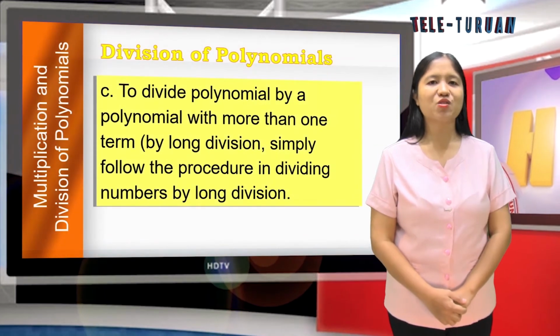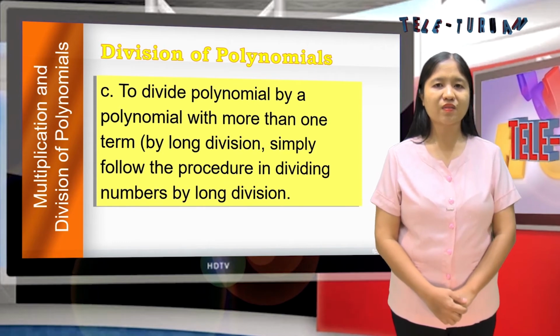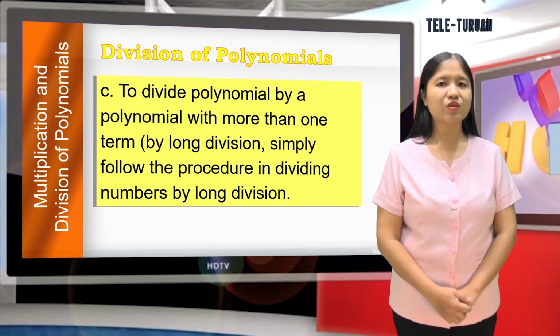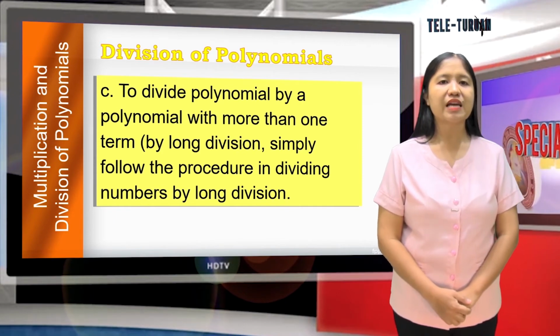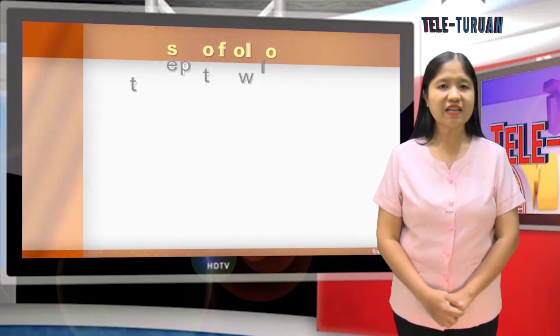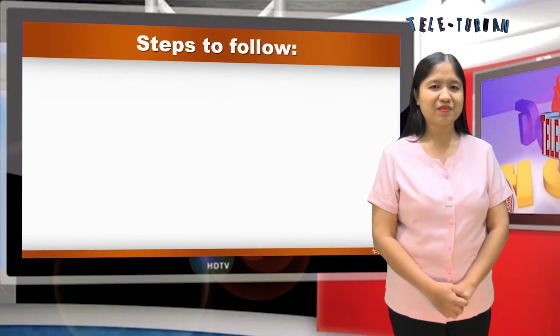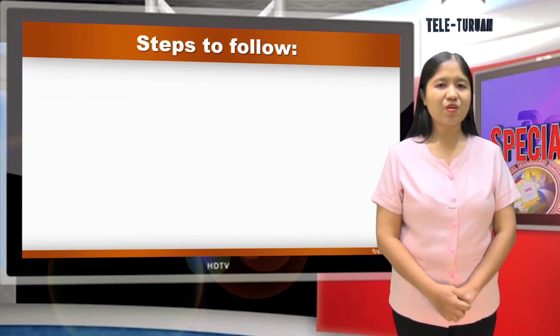Another technique is to divide a polynomial by a polynomial with more than one term. We're going to use long division. Simply follow the procedure in dividing numbers by long division. There are several steps. These are the steps to follow in dividing a polynomial by a polynomial with more than one term.